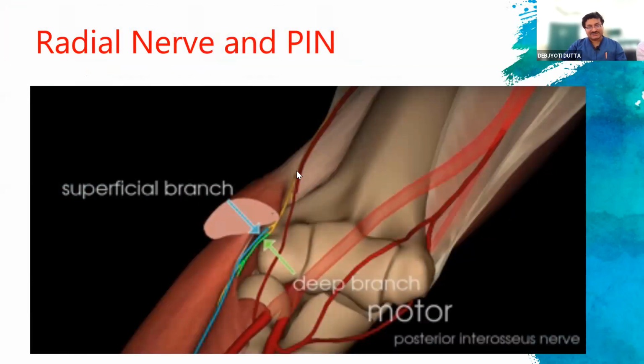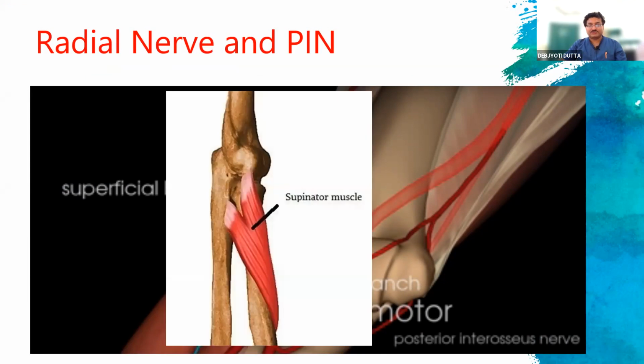So here is the schematic diagram of the same. Here is the radial nerve coming. Now it is dividing into an anterior superficial branch and a posterior deep branch. And this is the supinator. When it is entering the supinator, it might get entrapped there, or when it is coming out from it, it might get entrapped. So that is the radial tunnel syndrome or posterior interosseous nerve syndrome.